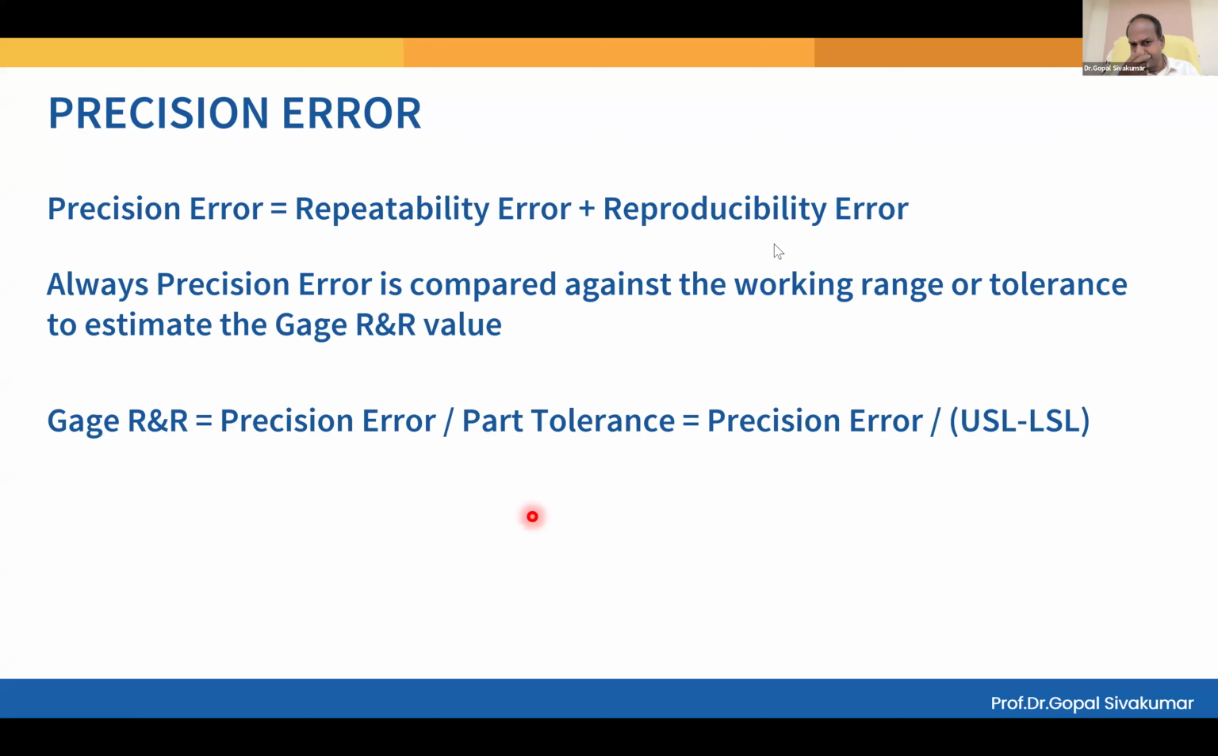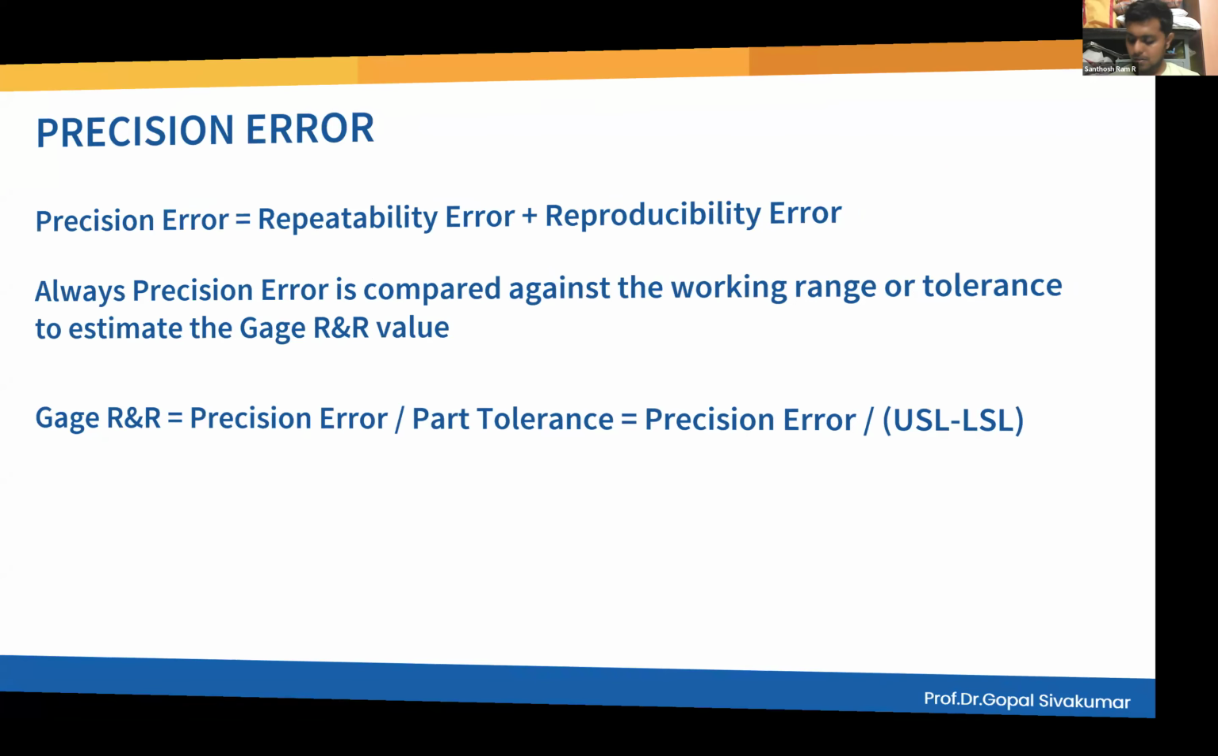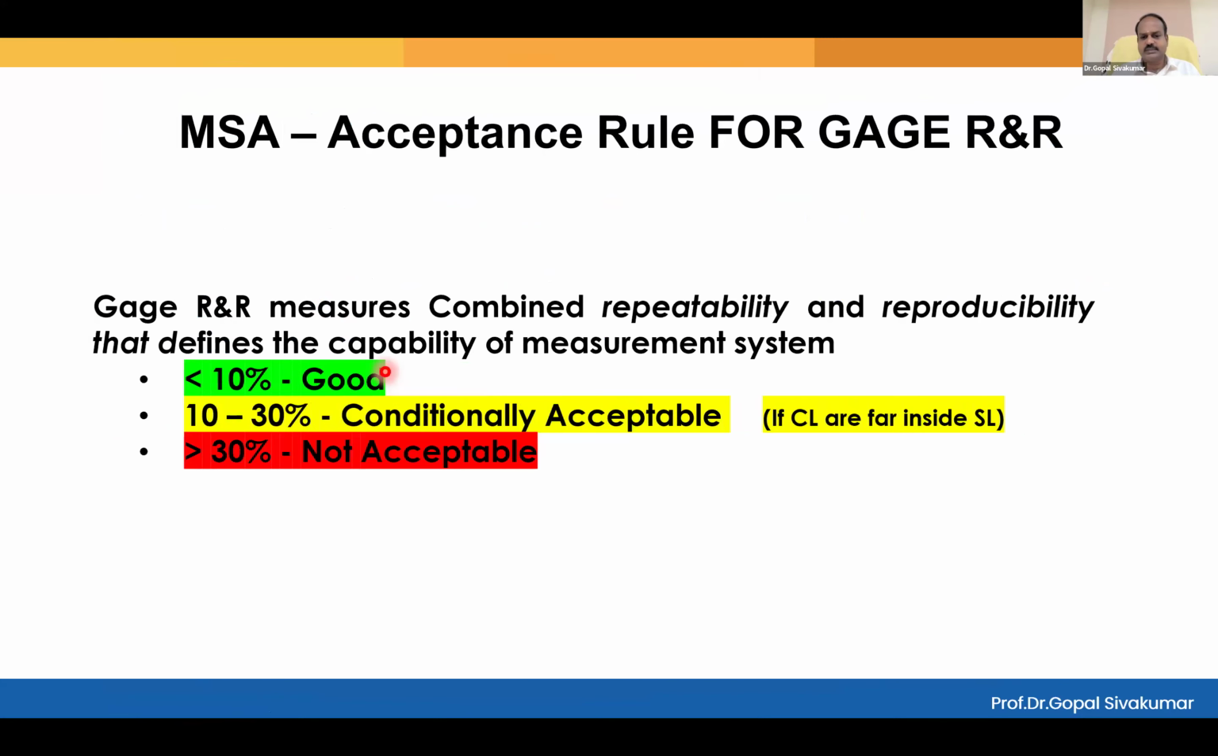All of you understand what is gauge R&R now? Yes. Please confirm. Very good. And now, if this gauge R&R value is less than 10%, your measurement system is considered a good measurement system and accepted for data collection. But if the gauge R&R value is in the range of 10 to 30%, the measurement system is considered conditionally acceptable.